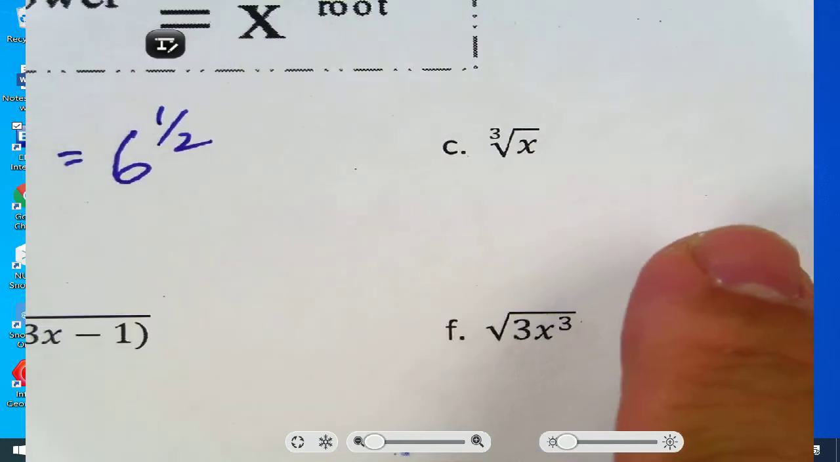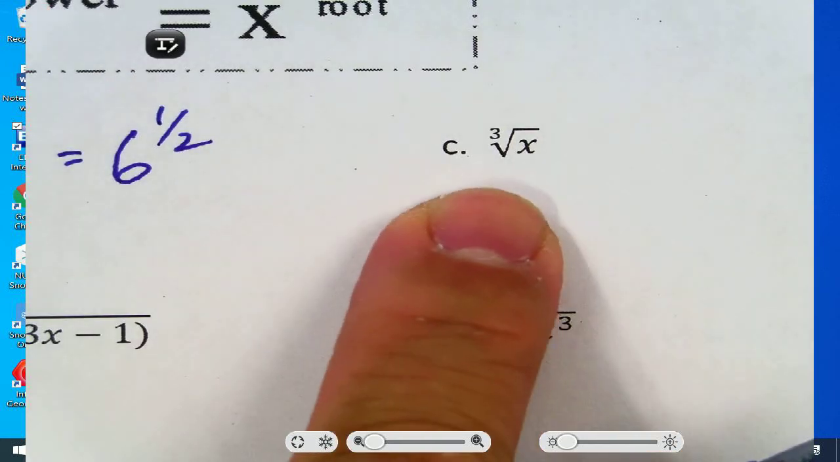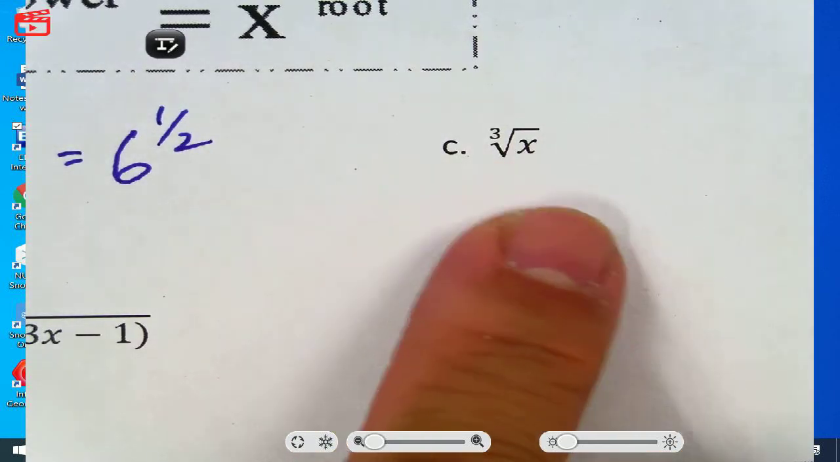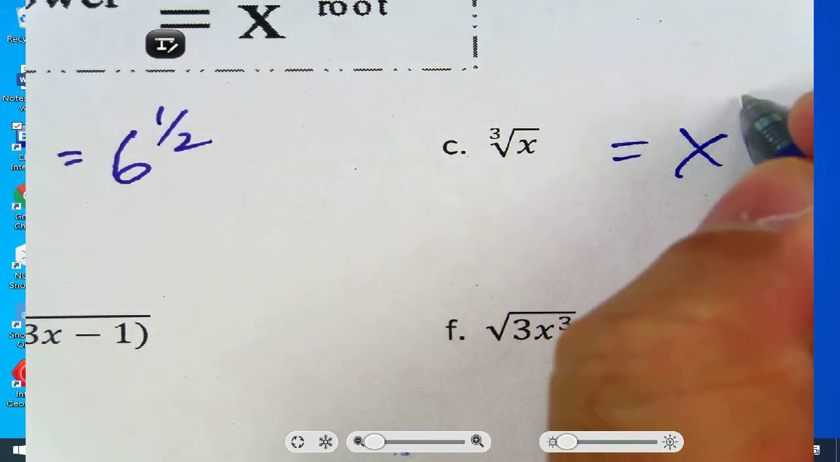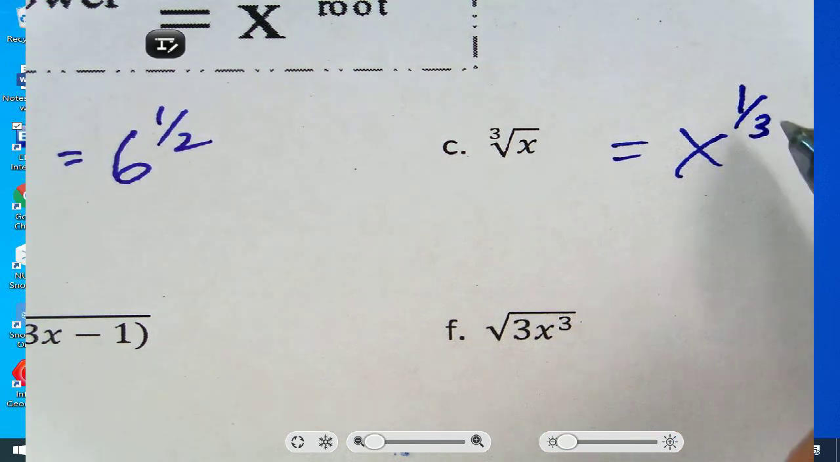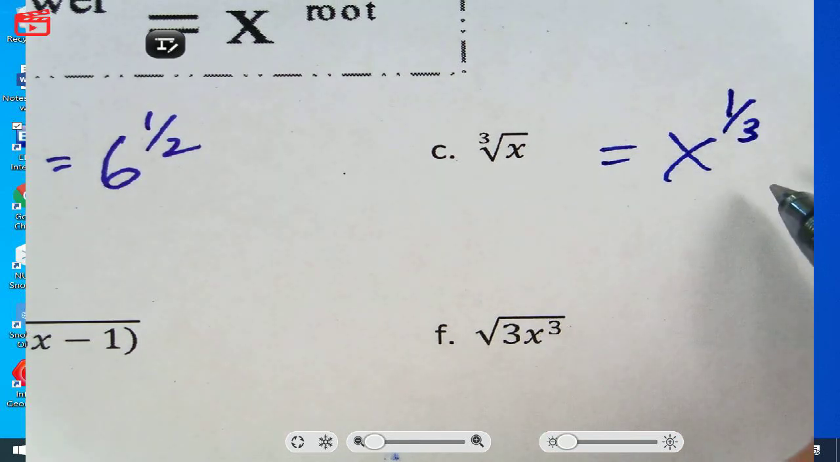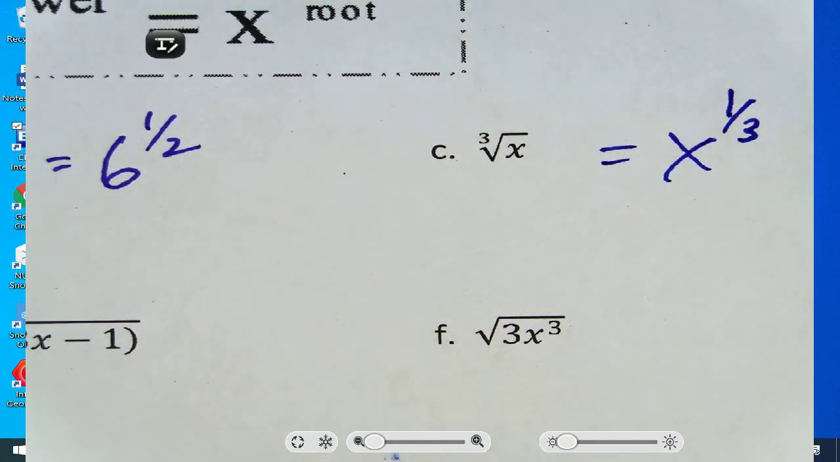Alright, look at C. Here, you don't have to assume anything. It's a 3. However, what's the exponent on x? 1. So it's x to the 1/3. Because the exponent is 1 and the root is 3. That's the answer to C. X to the 1/3. Right, Lincoln? Right.